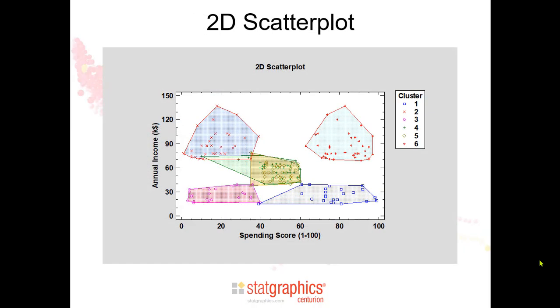Here you see the 2D scatter plot of the clusters created by the k-means procedure. It's very similar to the clusters created by Ward's method, with one particular exception. You may notice at a spending score of 40 and an annual income of 20, there's a blue point that's now assigned to cluster 1. That point had previously been assigned to cluster 3. Other than that, the results are quite similar.